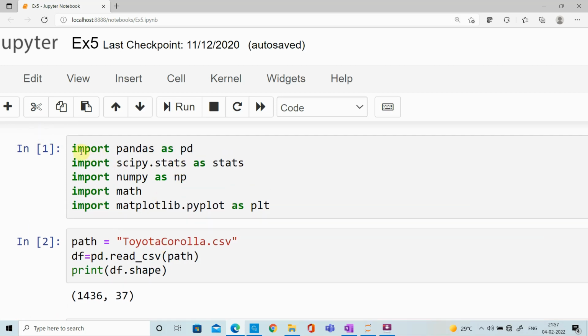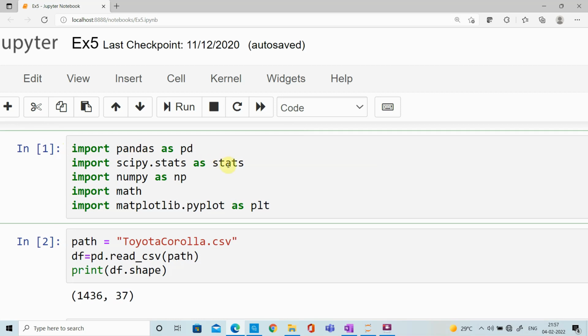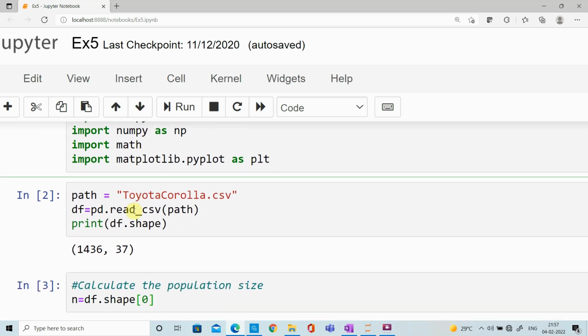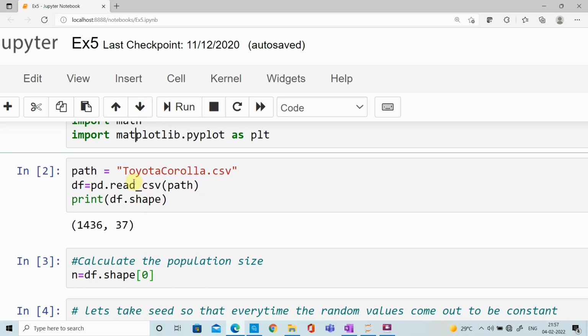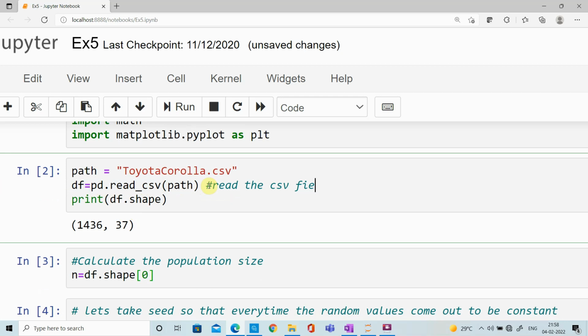To handle my data set with Python programming, I need to include pandas. I need to work with statistics, so I am using the stats library, and then NumPy. To calculate the square root I need math, and finally, for plotting, I am using matplotlib. Since you know how to read a CSV file, you can use pd.read_csv, which will read the CSV file.